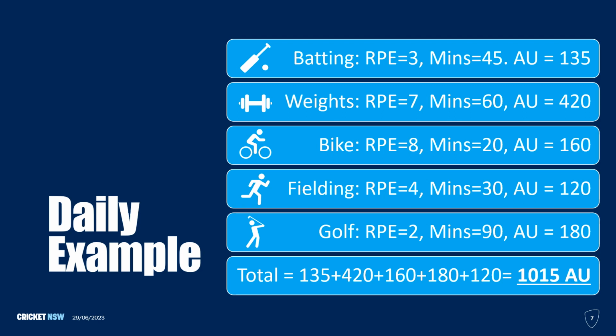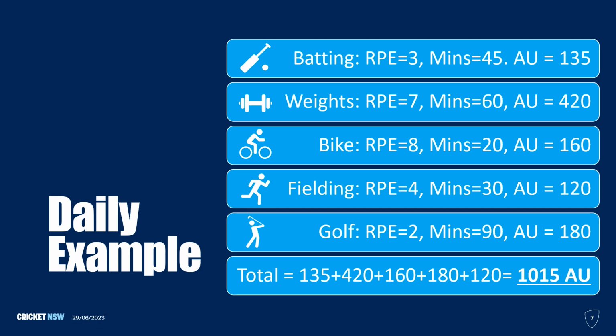To provide you with a daily example of what this might look like, I've made up some figures and some activities with how the AMS actually calculates this. So, say you do a batting session and you put it down as a RPE, that's how hard it was, as a 3, and you did it for 45 minutes. You do 3 multiplied by 45, and your activity total would be 135.